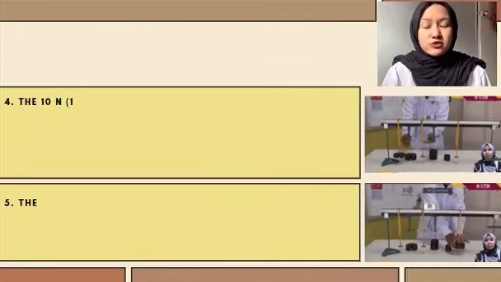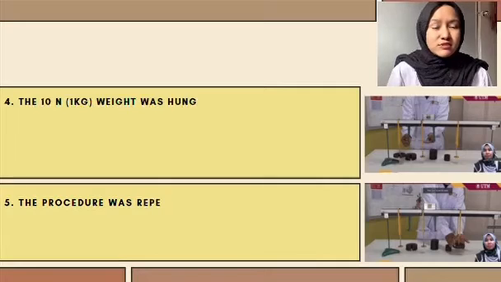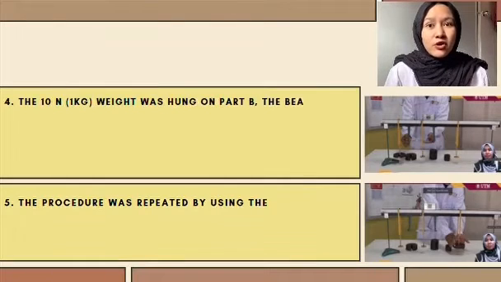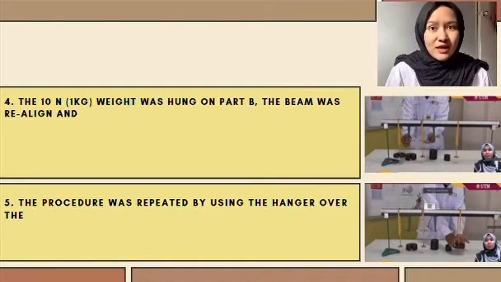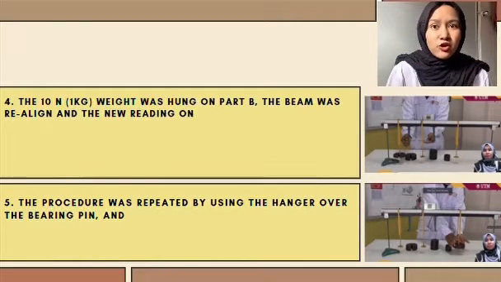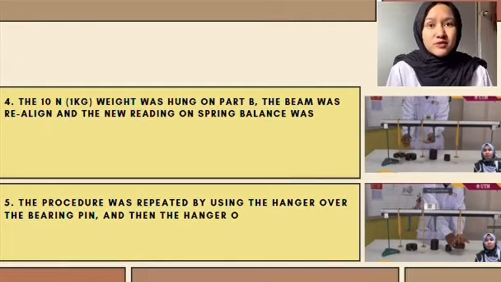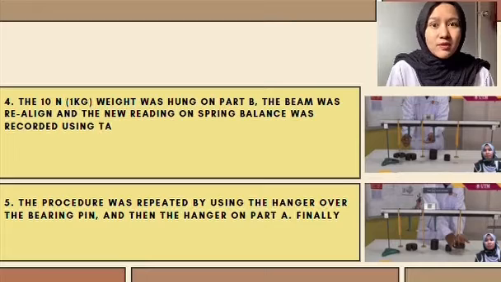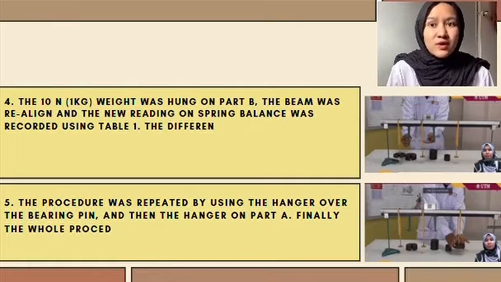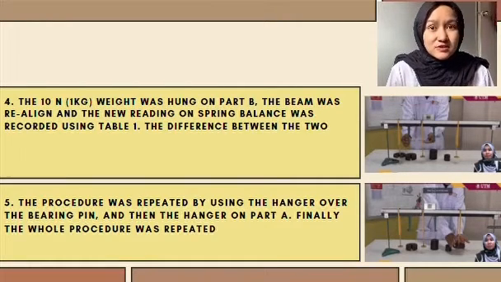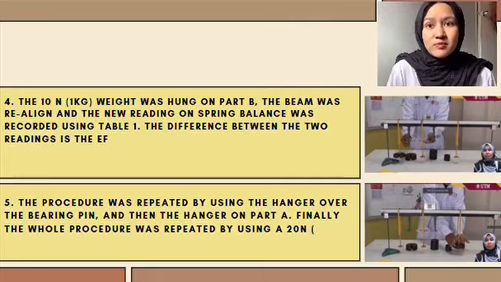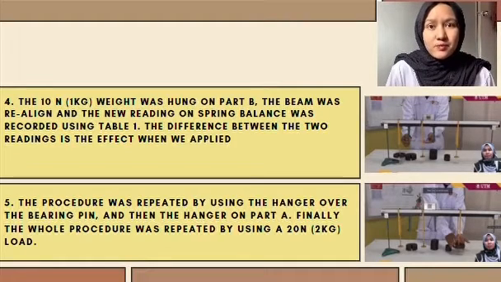Fourth, the 10 Newton, which is 1 kg weight, was hung on part B. The beam was realigned and the new readings on the spring balance were recorded using table 1. The difference between the two readings is the effect of applying the 10 Newton, 1 kg weight, on the beam. The distance from this weight to the right hand support is recorded using table 1.